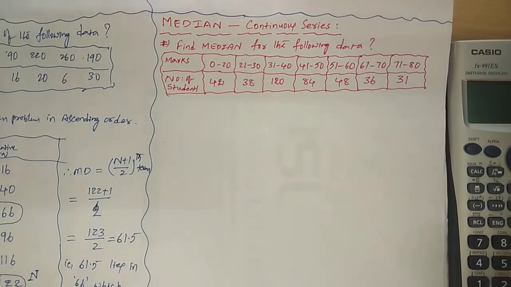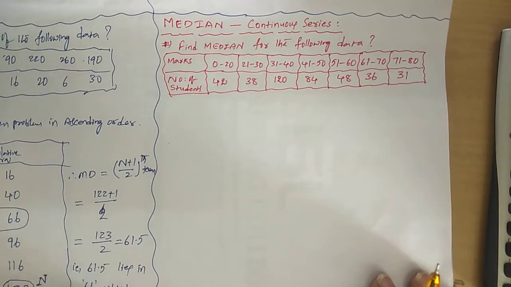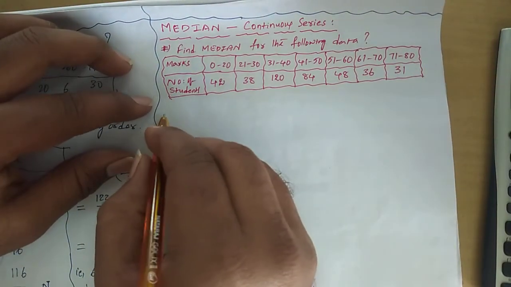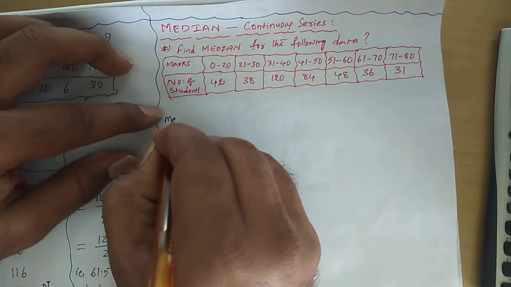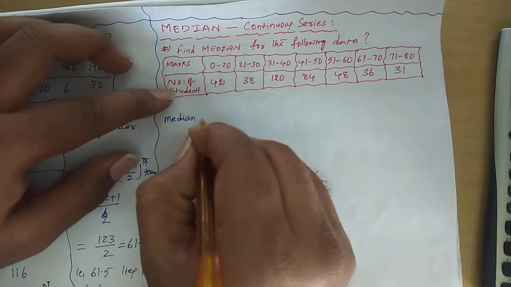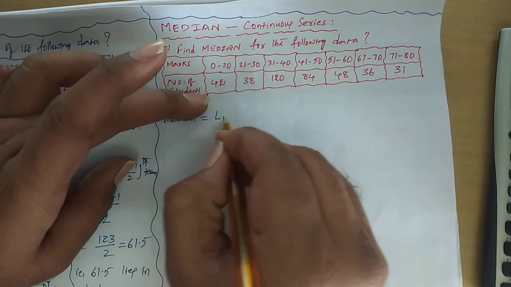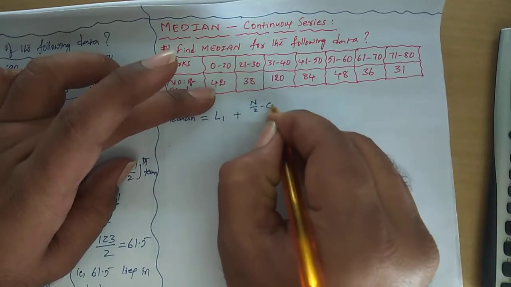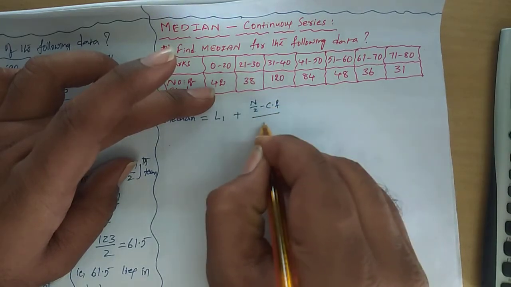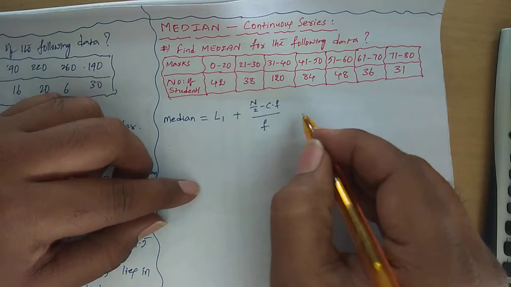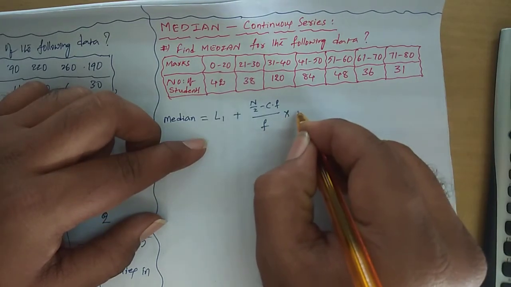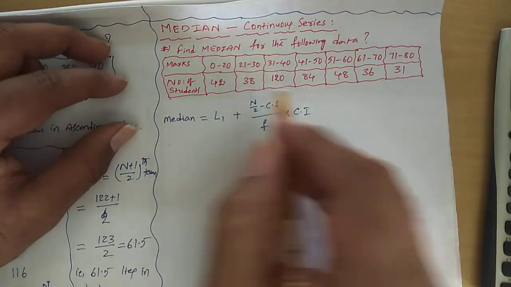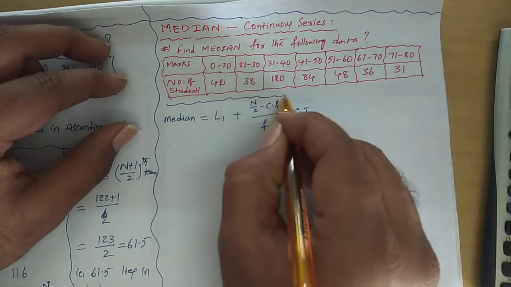Remember that to calculate median under the continuous series, we are going to apply a formula. So what is that formula? Here I am going to mention that formula, that is median, which is nothing but L1 plus (n by 2 minus CF) by F into CI. So this is the formula to calculate median under continuous data.